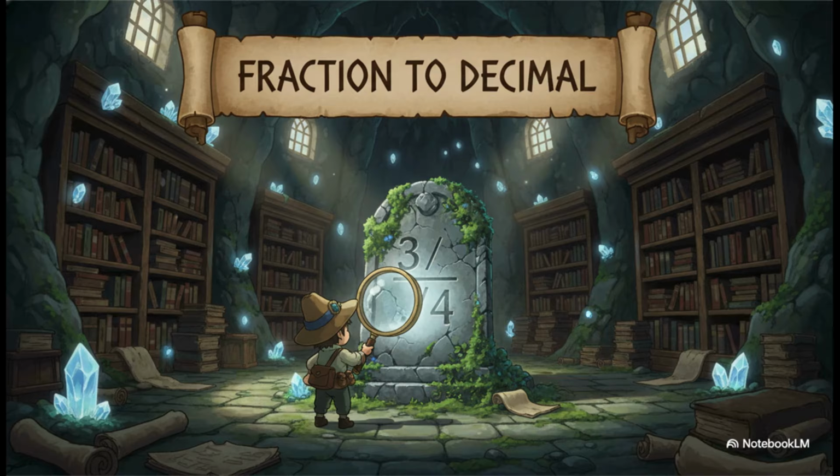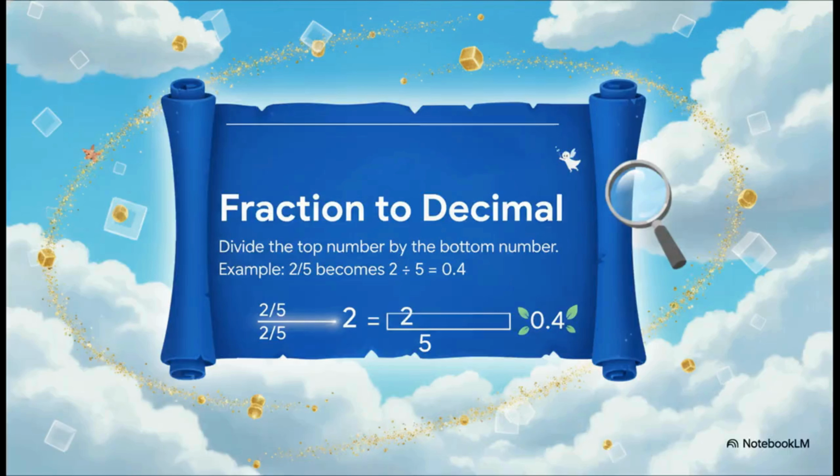All right, time to bring fractions into the mix. How in the world do you turn a fraction into a decimal? This might sound a little tricky, but every fraction is actually hiding a secret mission. And here's its secret mission. A fraction is really just a division problem in disguise. Seriously, that little line in the middle, it just means divide. So to turn any fraction into a decimal, all you have to do is divide the top number by the bottom number. So 2/5 just becomes 2 divided by 5, which equals 0.4. That's all there is to it.